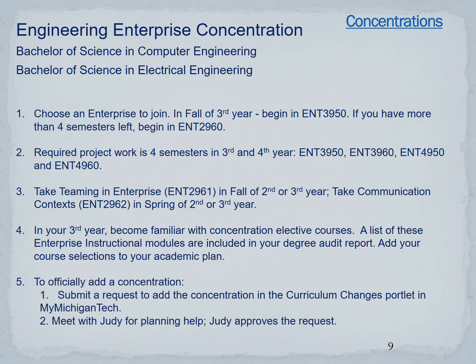If you are considering the Engineering Enterprise concentration, choose an enterprise to join and plan to complete your engineering design requirement with 4 semesters of ENT 3950, 3960, 4950, and 4960. Take ENT 2961, Teaming and Enterprise, in the fall, and ENT 2962, Communication Context, in the spring, and plan to take 3 enterprise modules.